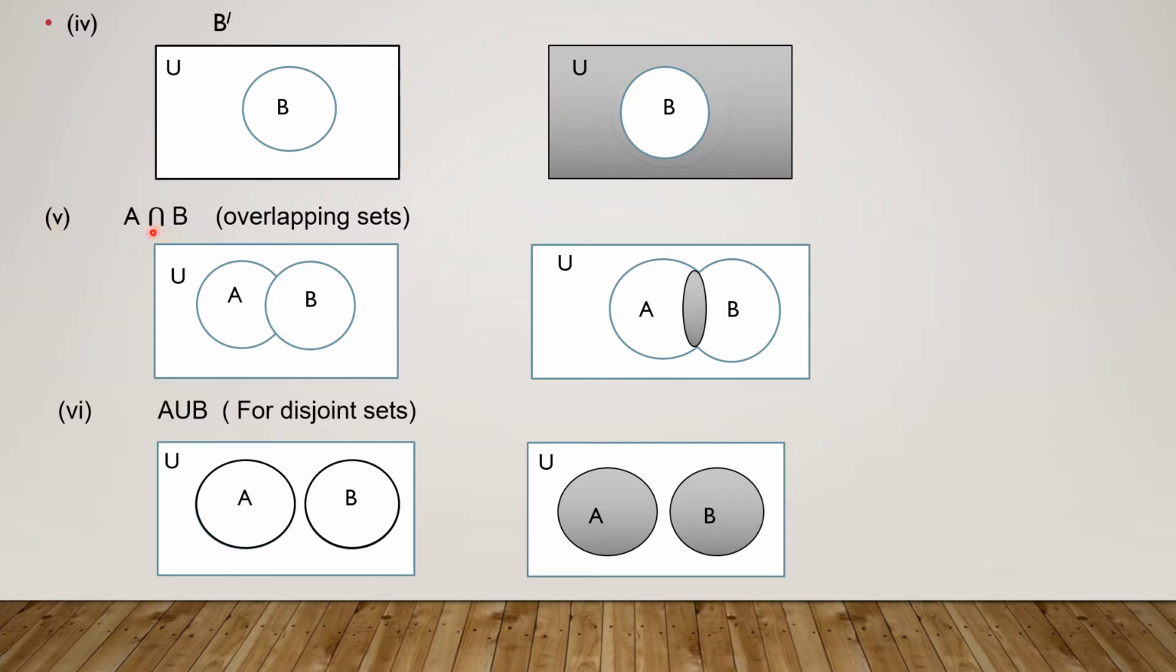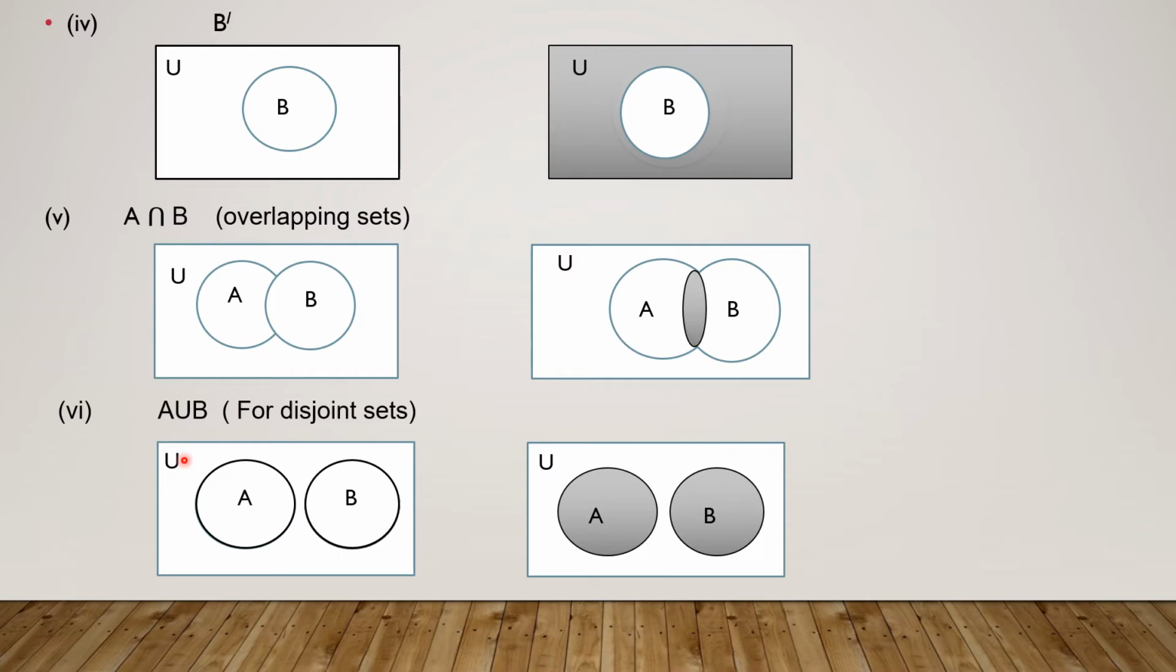Part number 5 is A intersection B when they are overlapping sets. Overlapping sets are those sets in which at least one element is common between A and B. So you can see in the given diagram that a portion of circles A and B is common. We can see here the common portion between A and B. This common portion tells us that A and B are overlapping sets. Now students, in this diagram you have to shade A intersection B. Intersection means common elements of sets A and B, which means you have to shade the common portion of A and B. So which is the common portion? This is the common portion that is inside A and B, the common portion you have to shade.